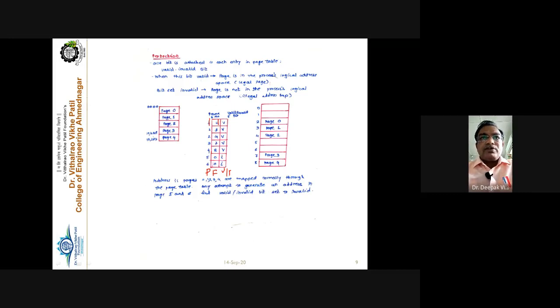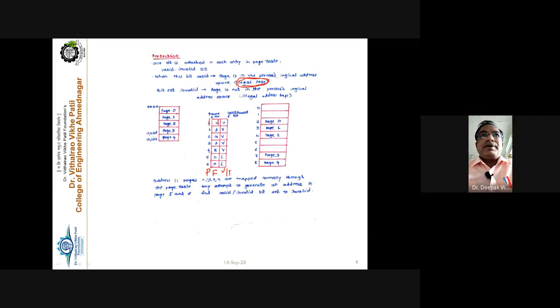If a page belongs to the logical address space, it is a legal page. Remember this point: legal page means that the page is part of the logical address space of the memory, and then it is marked as a valid page. But if the page is not part of the logical address space, it is called an illegal page, and it is marked as an invalid page.